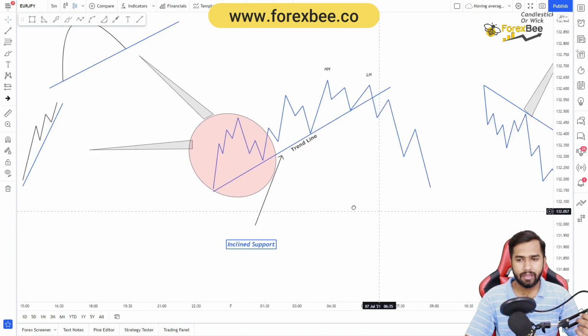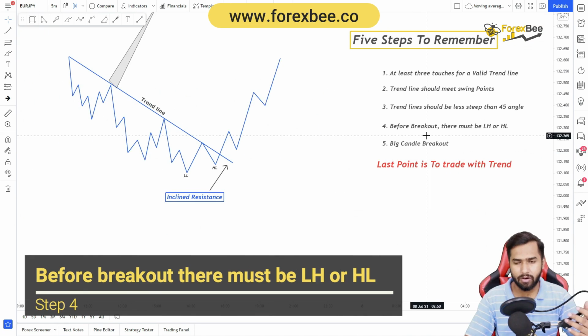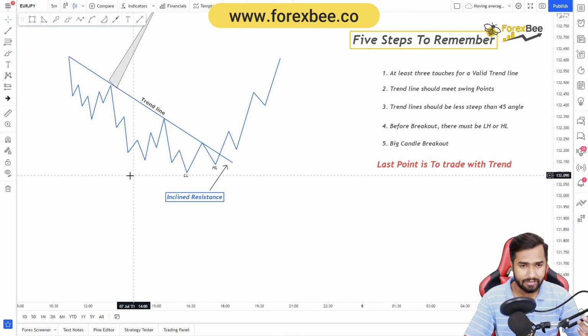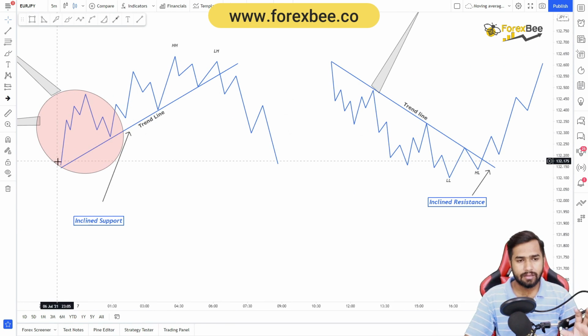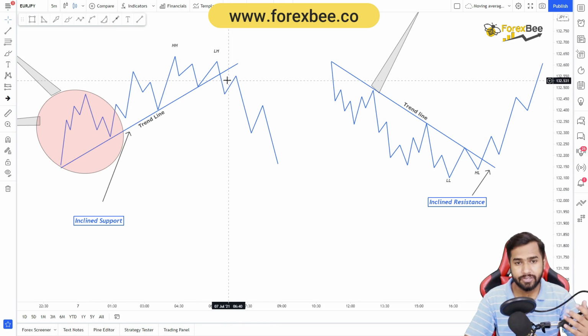All right, and let me go through the next point, which is basically that before the breakout there must be lower highs and higher lows. So let me show you what that means. Here you can see that this is a bullish market going on and there is a breakout from bullish to bearish. So this is basically a bearish trend reversal.